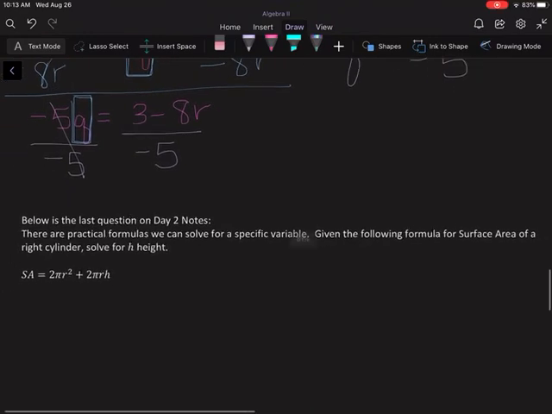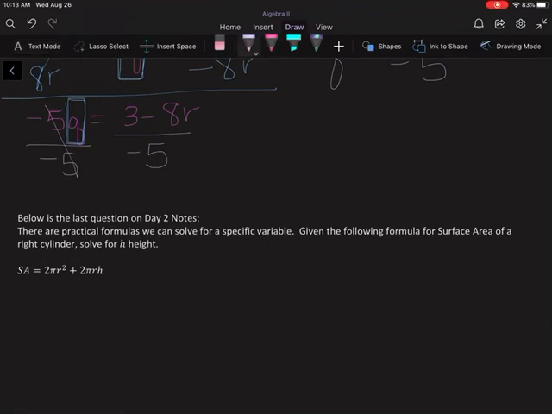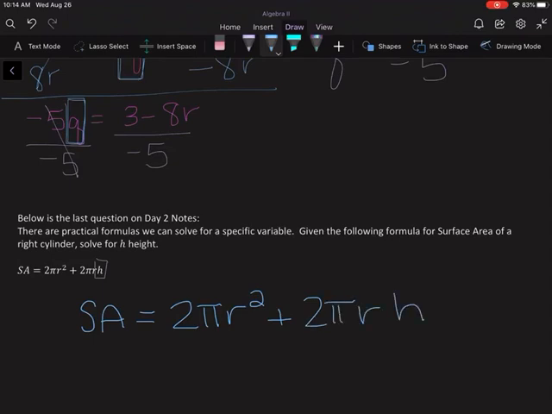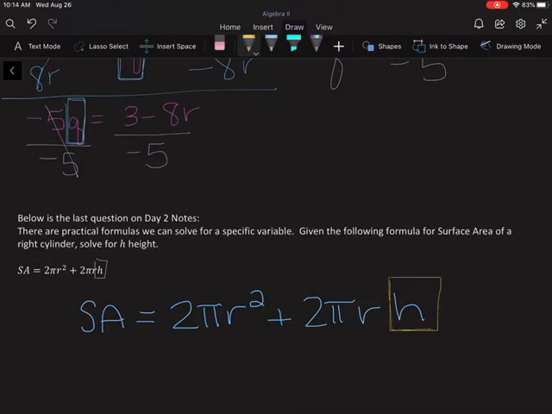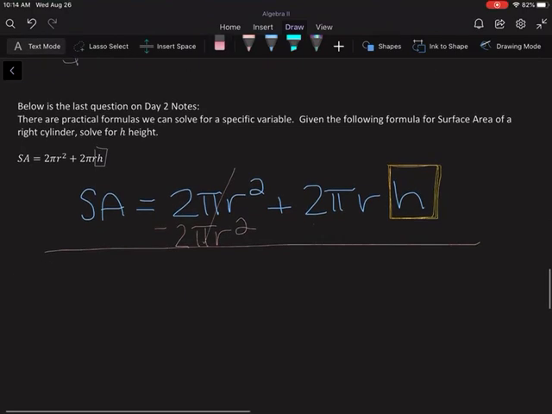So this is day 2 notes, this problem where I need to solve for the height. So I'm going to do the same thing and box in what I want to solve for. And looks like I'm going to have to rewrite this because it's being a little funny. So surface area is equal to 2 pi r squared plus 2 pi r h. Okay, and I'll use this fun gold that we need to solve for this. So add or subtract away first. So it looks like I'm going to subtract the 2 pi r squared. Again, because 2 pi r right there is being multiplied together.